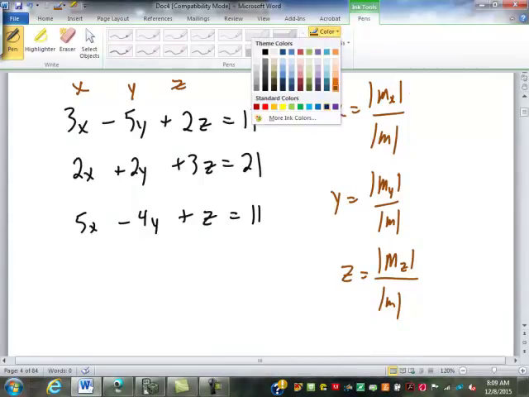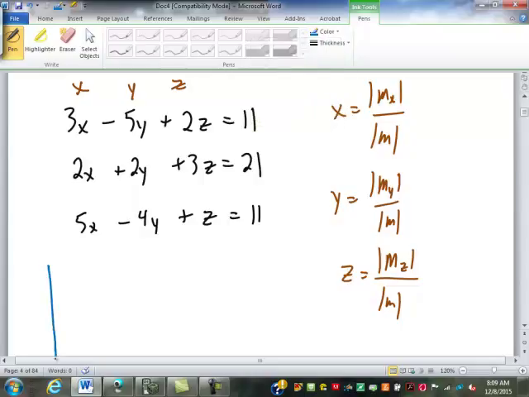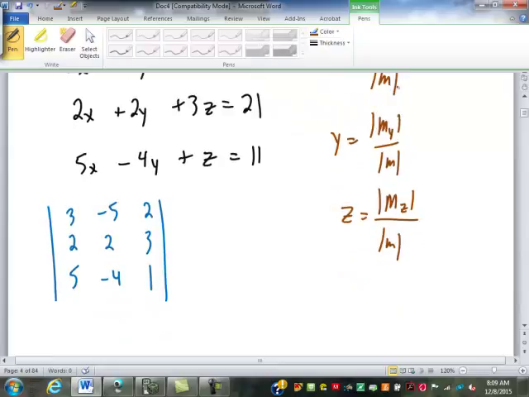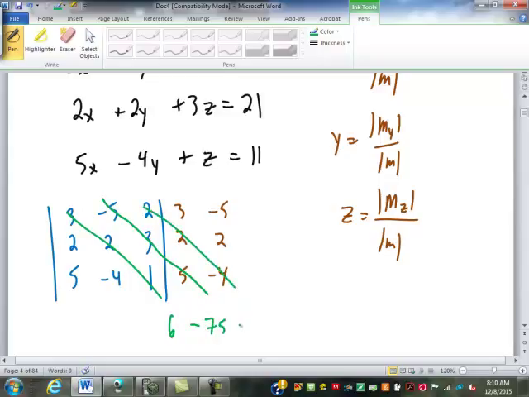Okay, let's take a look at this. First, the base matrix: 3, 2, 5, negative 5, 2, negative 4, 2, 3, 1. Is that what you have for the matrix? Okay. Going down: 3, 2, 1 makes 6. Negative 5, 3, 5 makes negative 75. 2, 2, negative 4 makes negative 16. So this makes negative 85.